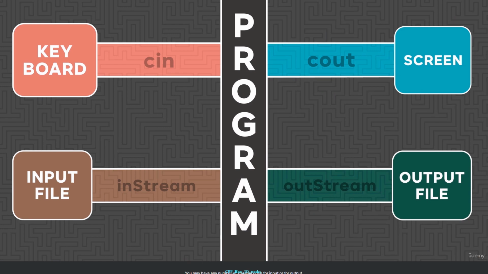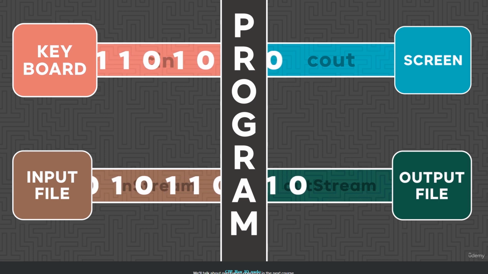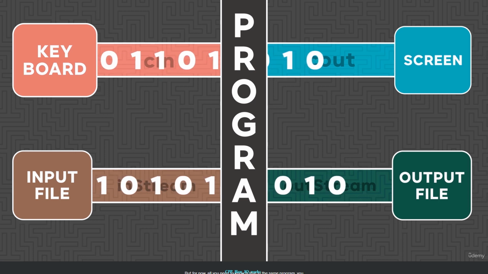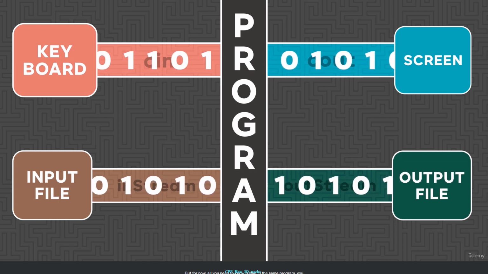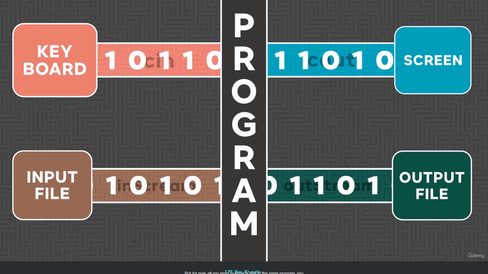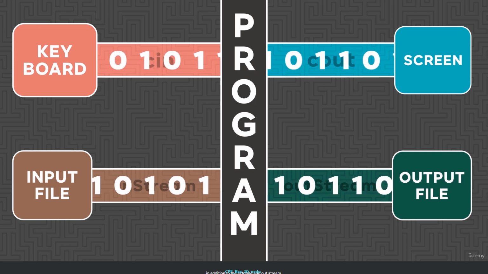You may have any number of streams open for input or for output. This is because the extraction and insertion operators are actually overloaded operators. We'll talk about overloaded operators in the next course, but for now, all you need to know is that in the same program, you can use the cin and cout streams in addition to the instream and outstream.